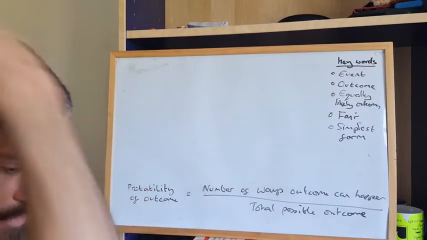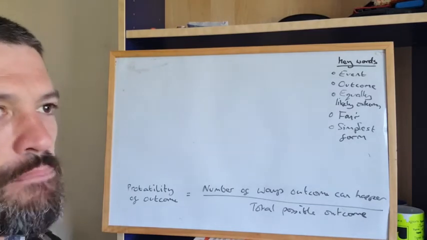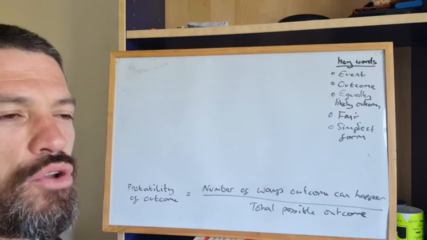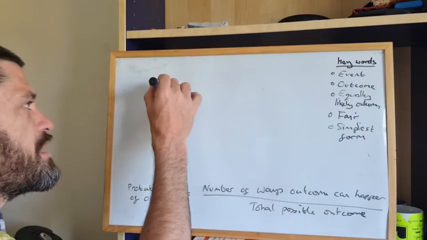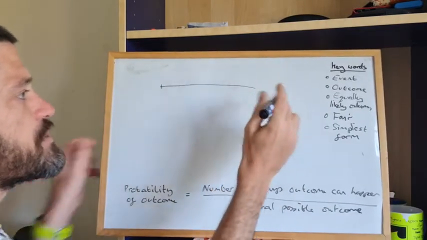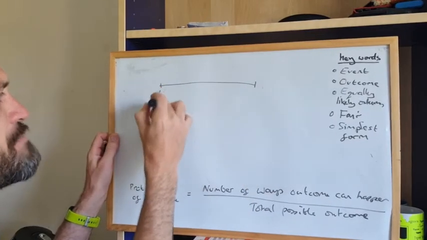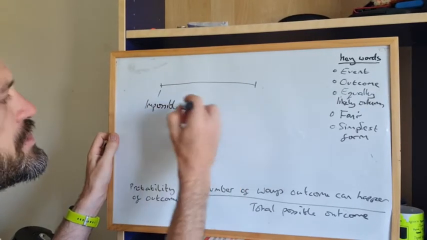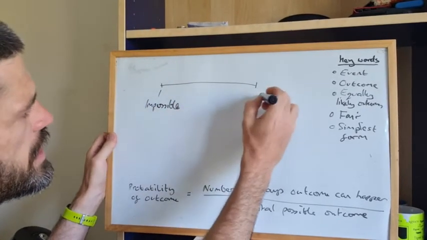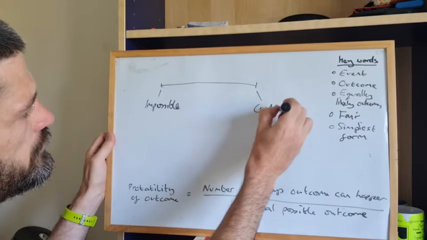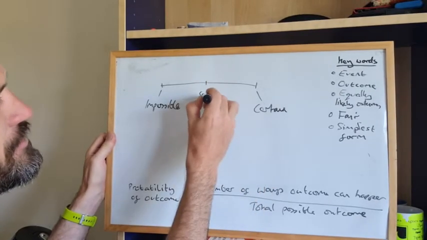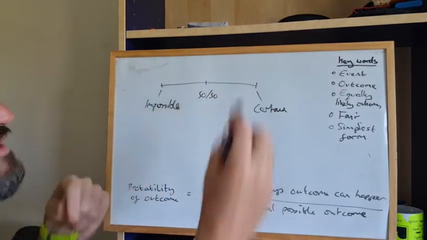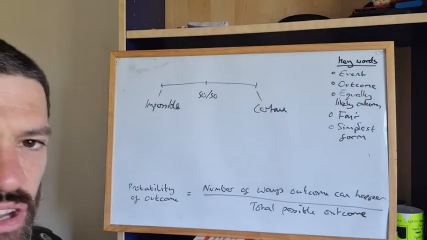Okay, so the first quiz is just about putting probability into numbers, giving values to probability. So you're all familiar with a number line. And this being impossible, and certain, and then you've got 50-50 in the middle. And other ones, unlikely, likely, very likely, etc. You won't really be using those anymore, I'll be honest.